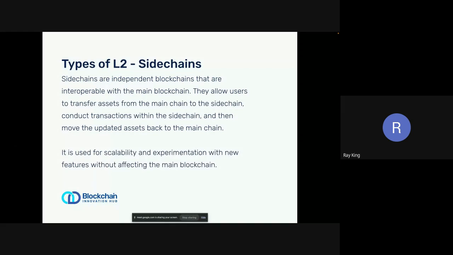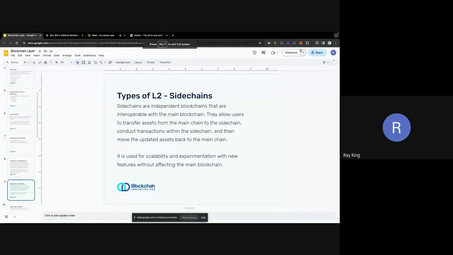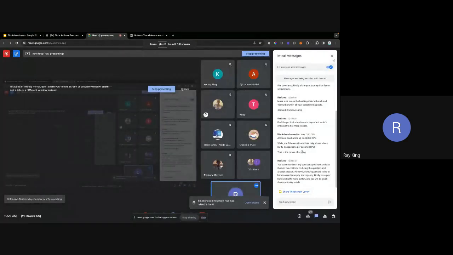So as I was trying to say, they actually operate in a parallel way compared to the main chain. That is, they are independent. All right. So far, any question? Let me just check the online chat if there are any questions so far.